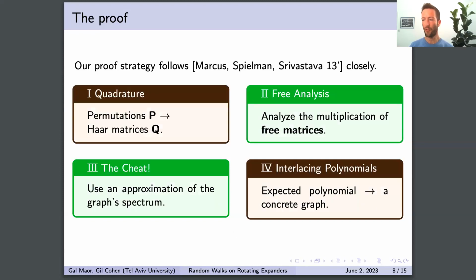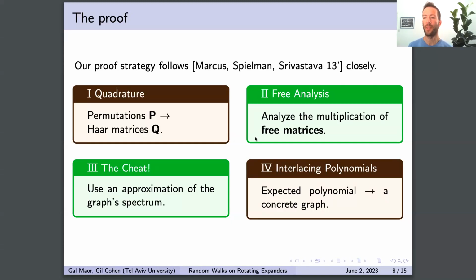The proof consists of 4 components, and I'll briefly mention all of them, and I will elaborate more on the 2 highlighted in green. The first component is called quadrature. This is a term, roughly speaking, used for the translation between a discrete object and a continuous one. In our case, it will be between the choice of a random permutation matrix P and a random Haar orthogonal matrix Q. More on what the Haar measure over orthogonal matrices is coming soon.